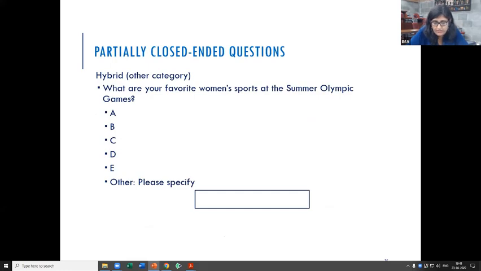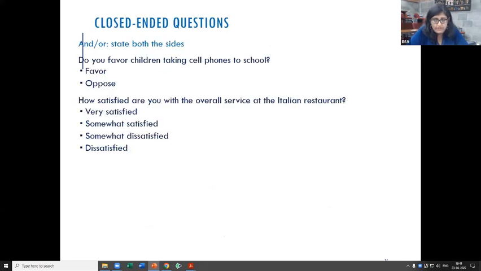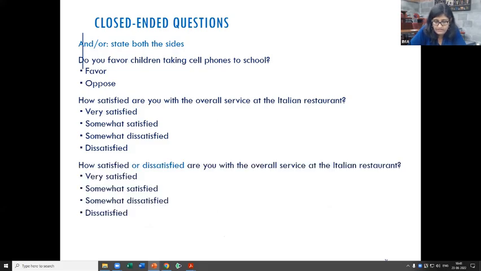And then there are partially closed-ended questions, some closed-ended responses with some open-ended responses like this. Okay, when you ask closed-ended questions, state both the sides. Otherwise, it looks biased. So don't ask, do you favor children taking cell phones to school? Say, do you favor or oppose children taking phones to school? Because your question is asking favor and your answer is saying favor and oppose.